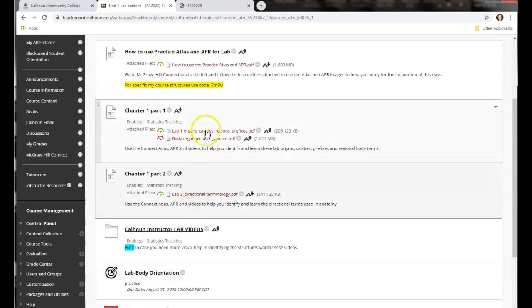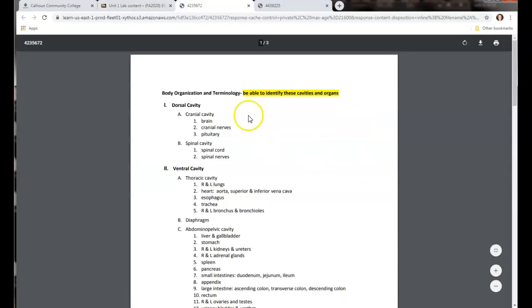And it has to do with a lot of the items that are listed here in Chapter 1, Part 1, and Part 2. So it's kind of like Chapter 1 has all the lab content, 2 and 3 is just lecture content. So I want you to come over here to Lab 1, organs, cavities, regions, prefixes. So if you open this up, these are all the terms that you have to be able to identify. So if I put up a picture and I said, what cavity is this? You have to be able to tell me it's the cranial cavity.